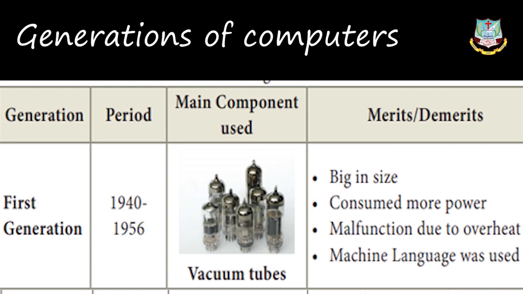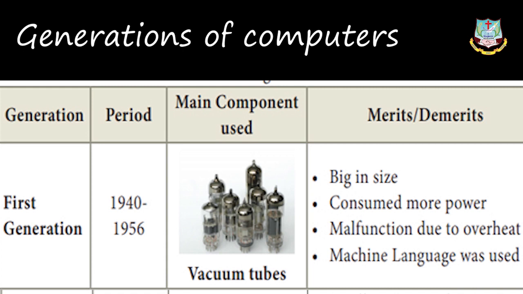And in this, only machine language was used. If you have to give some instruction, we have to give it in machine language only. It cannot convert our language to machine language. So that is the first generation, 1940 to 1956, right? And from 1956 to 1964, it was the second generation.